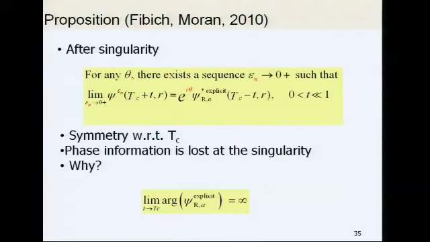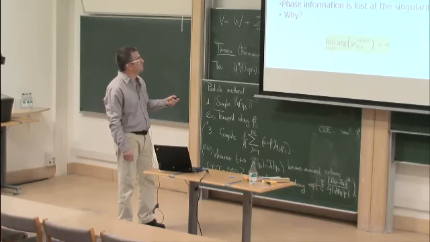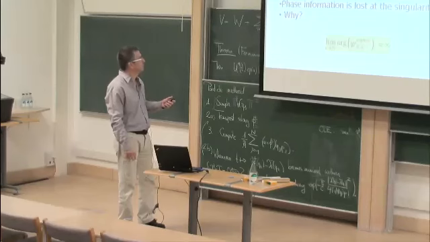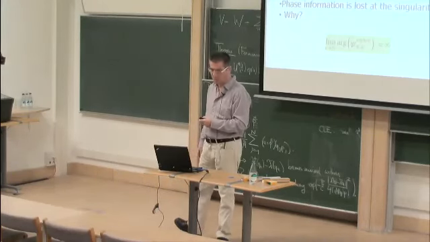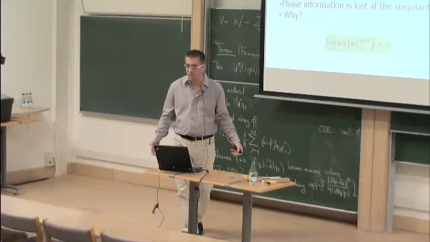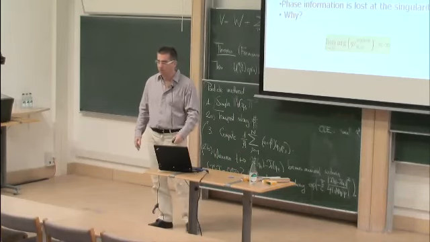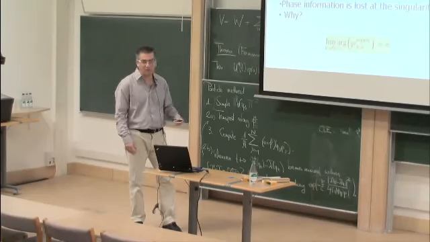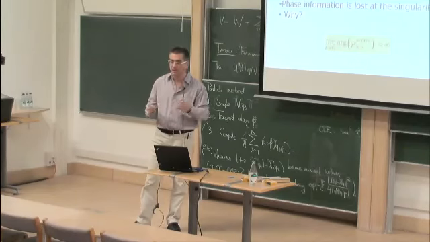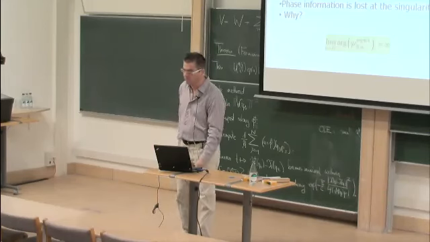And what about the phase? The same as in Merle's paper. For any theta, there is a sequence epsilon_n going to 0 plus, such that psi epsilon_n at Tc plus t is e to the i theta psi star epsilon at Tc minus t. So again, you have the symmetry with respect to the singularity time, but you lose the phase information. And why do you lose it? For the same reason as before, because the limiting phase at the singularity is infinite. So anything after the singularity is infinity plus something, so you lose the phase information.